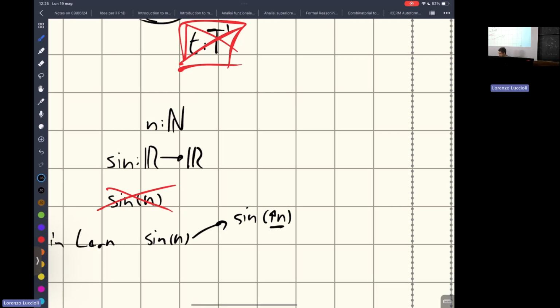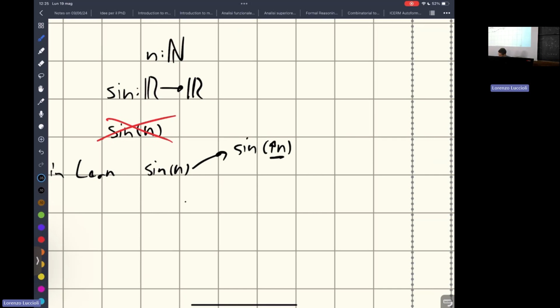This just means this is not n, because n is in n, but I have a coercion, so a function that goes from n to r, and Lean automatically applies it to n if it knows it's expecting a real value instead. So this is something that is different, but we don't really have to care about it. At least most times we don't have to care about it.